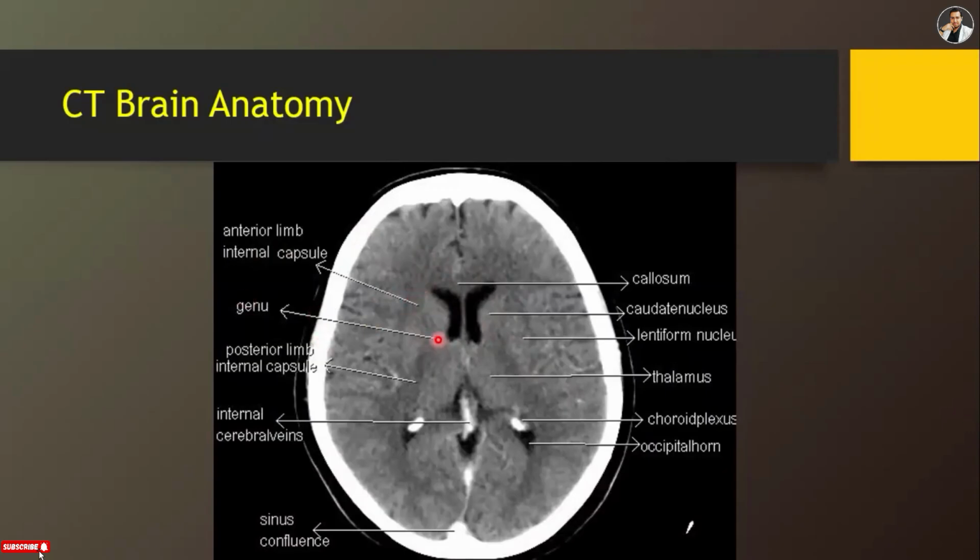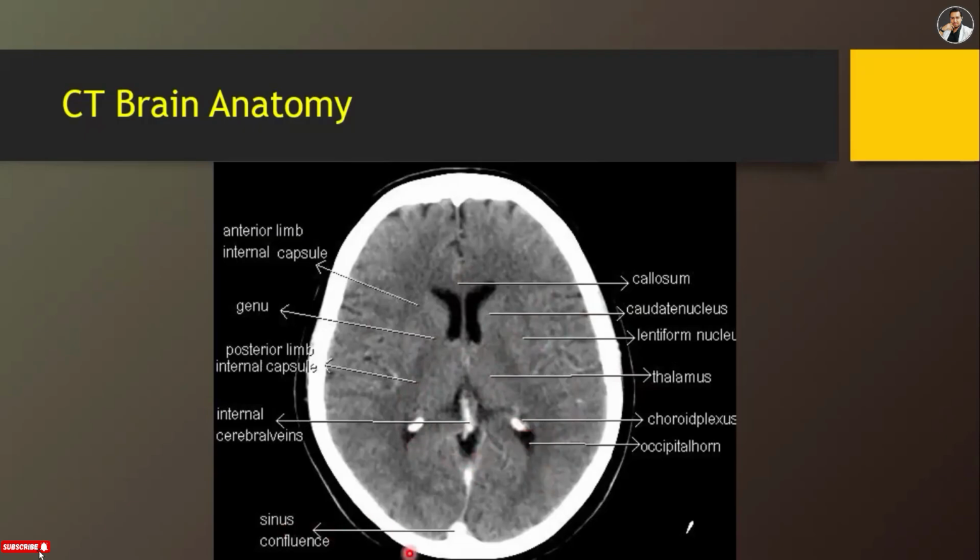Here we see genu, which is a part of the corpus callosum. This is genu. This is the internal capsule, which is a part of basal ganglia. This is caudate nucleus, lentiform nucleus. This is the posterior side of the lateral ventricle, which has the choroid plexus. This is the occipital horn of the lateral ventricle.